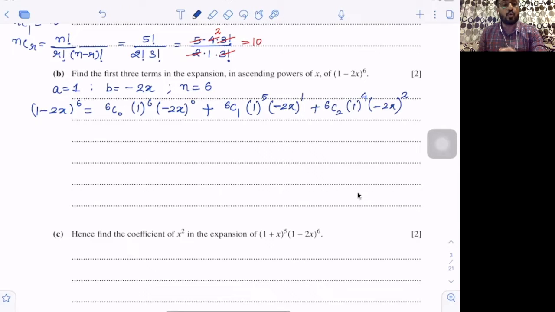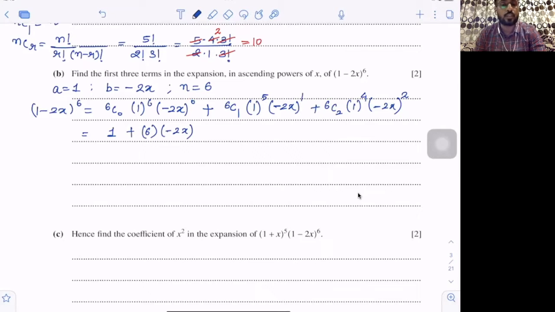Now you very well know that 6C0 is going to be 1, 1 raised to 6 is also going to be 1, and minus 2x raised to 0 is also going to be 1. So the first term is simply going to be 1. Now the second term is 6C1, so I write a plus sign here. Then 6C1 is going to be 6 multiplied with 1 raised to 5, which is 1, multiplied with 6. You still get 6 multiplied with minus 2x, right, students?